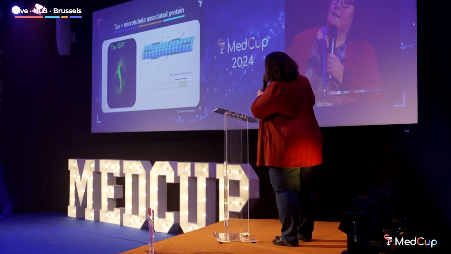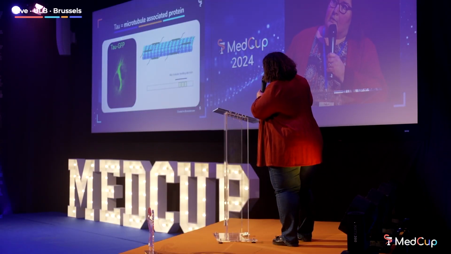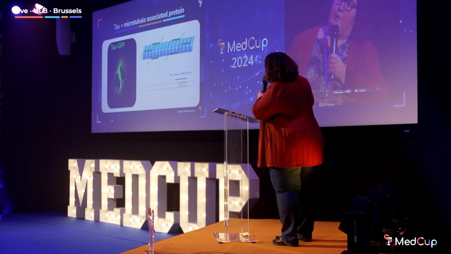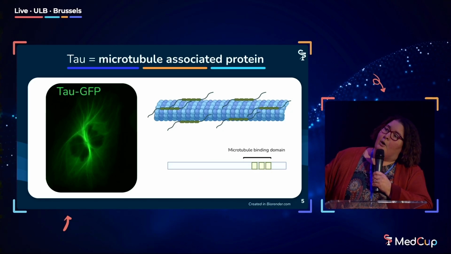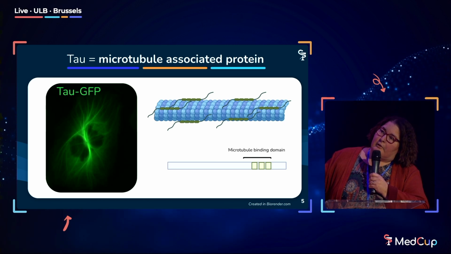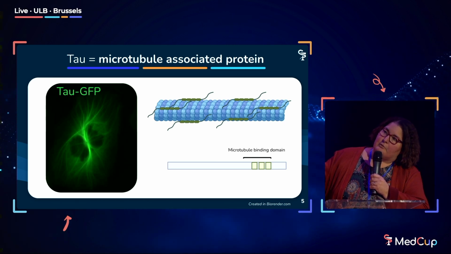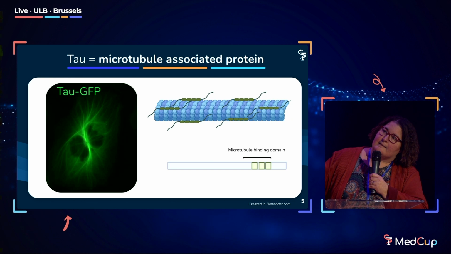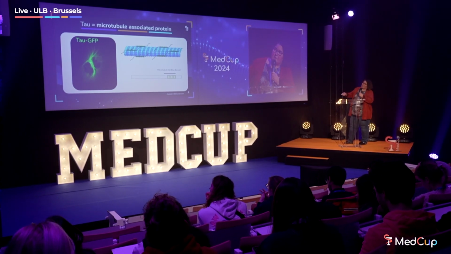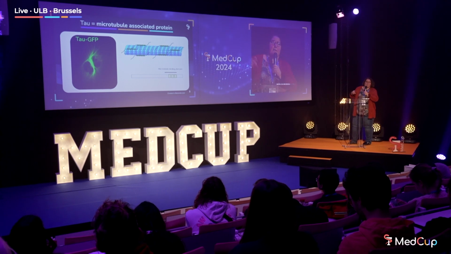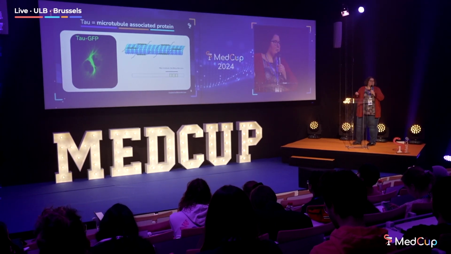In cells, when we express tau proteins coupled to GFP, GFP is for green fluorescent protein, we can see all the network, the microtubule network in the cells. It is due to the fact that the tau protein that is fluorescent binds directly the microtubules and labels the microtubules due to this binding.